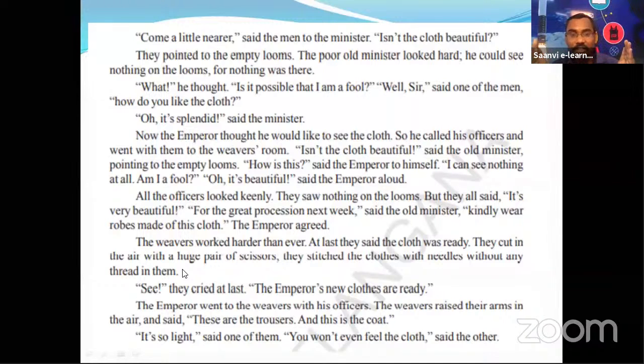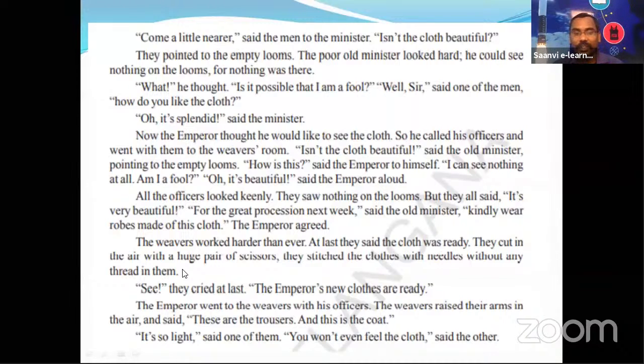See, they cried at last, the emperor's new clothes are ready. Finally, they said that the emperor's new clothes are ready. See, everyone will see it and they will all say that there is cloth. Actually, there was no cloth at all. The emperor went to the weavers with his officers.